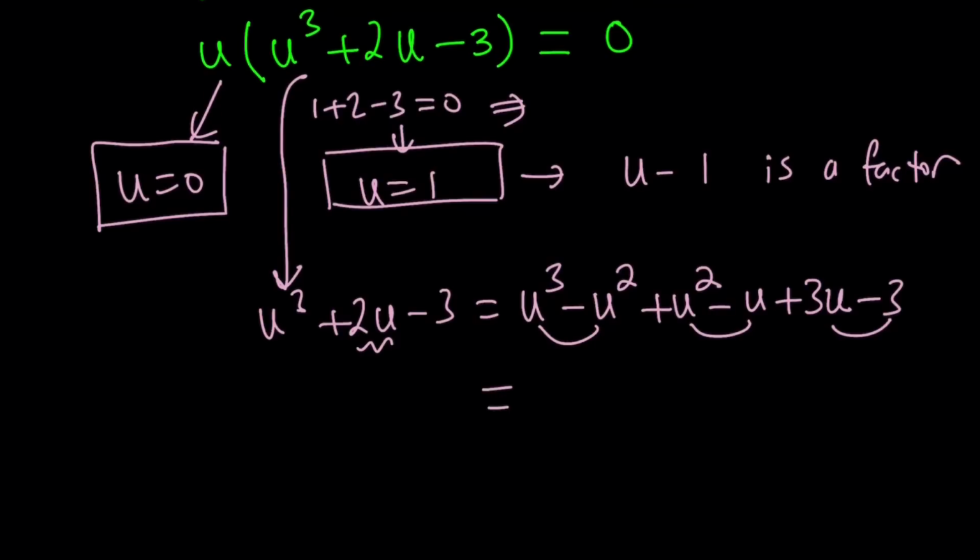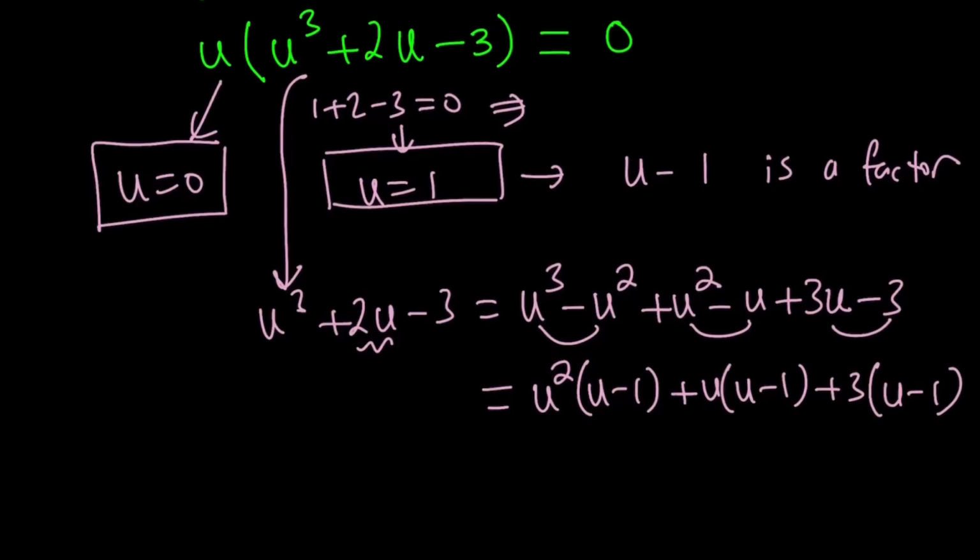So now you can go ahead and write this as u squared times u minus 1, u times u minus 1, and 3 times u minus 1. Great, now our equation was almost factored. Let's go ahead and finish it up. So we can take out u minus 1 as a common factor, and then the second factor is going to be u squared plus u plus 3.